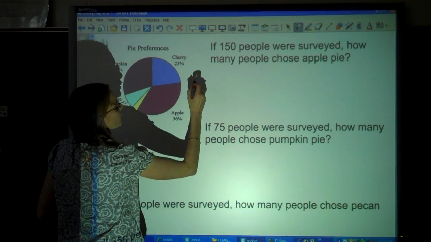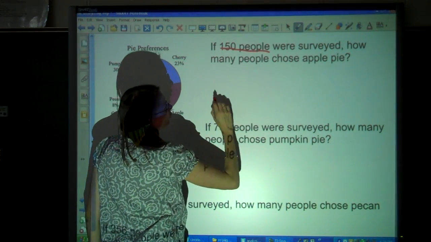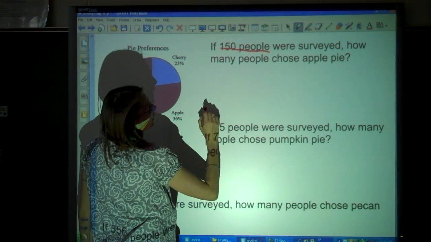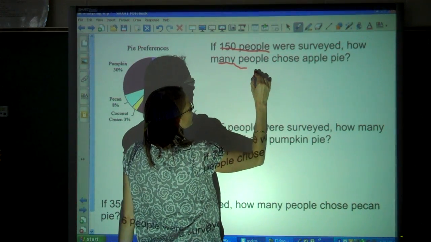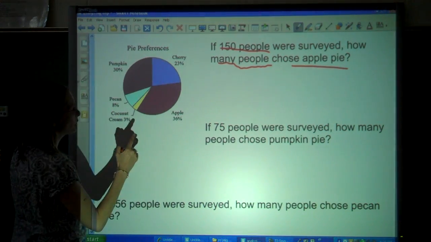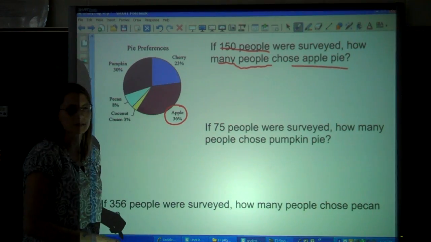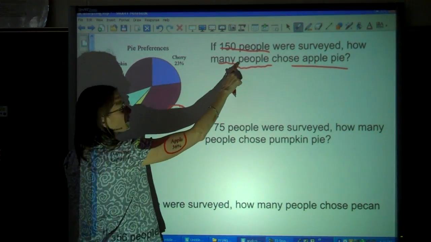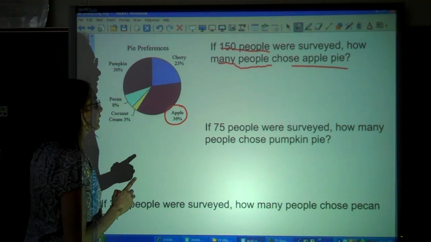So for my question over here, it wants to know if 150 people were surveyed, how many people chose apple pie. And if I look over here at my graph, I see that apple was liked by 36%. But that doesn't tell me how many people. So I'm going to use a proportion to find this answer.